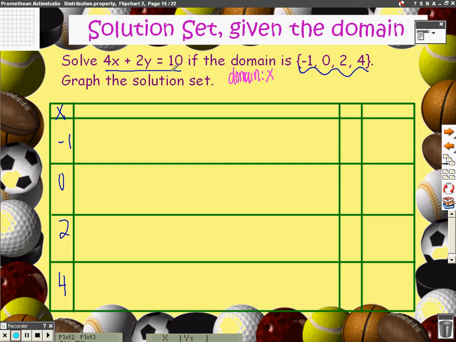My equation that I'll be using is 4x plus 2y is equal to 10. In order to get a solution, I need an x value and a y value. So what am I missing? I'm missing the y values. So first, I'm going to substitute each one of these x values in and solve. This gives me -4 plus 2y is equal to 10. I add 4 to both sides, and that gives me 2y is equal to 14.